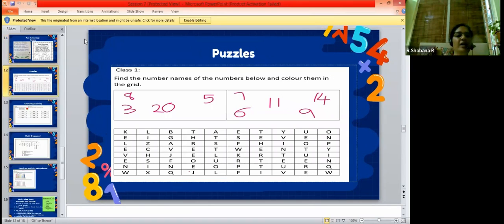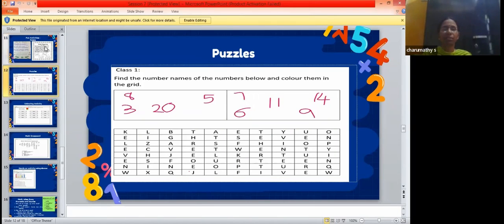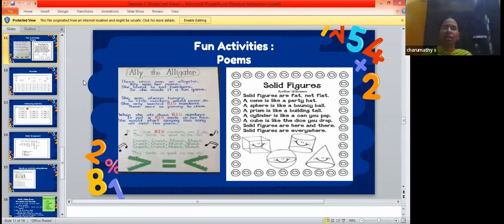So they can write small poems. Go to the previous one. Here the solid figures. Actually, it is a very nice poem written. Solid figures are fat, not flat.